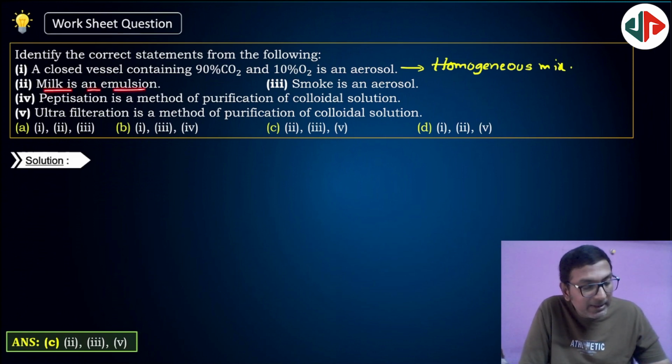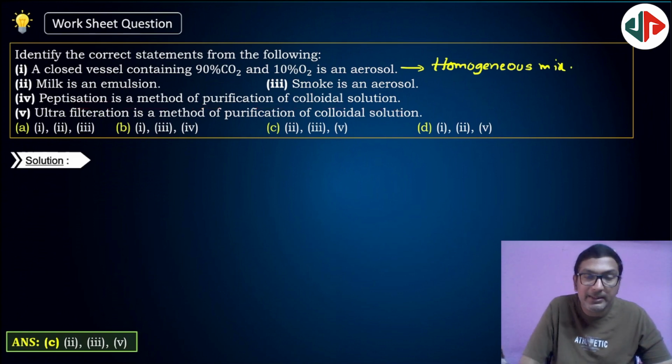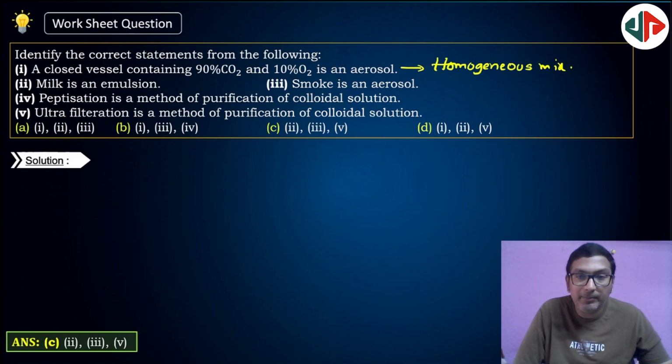Milk is emulsion. That is correct. Smoke is aerosol. That is also correct. Next, peptidization is the method of purification of colloidal solution. That is wrong. Peptidization is preparation of colloidal solution from PPT. So fourth is wrong. Next, ultrafiltration is the method of purification of colloidal solution. That is correct. 2, 3, 5 are correct.